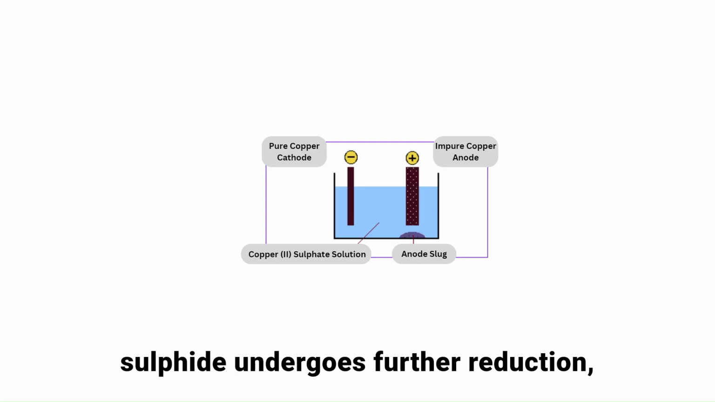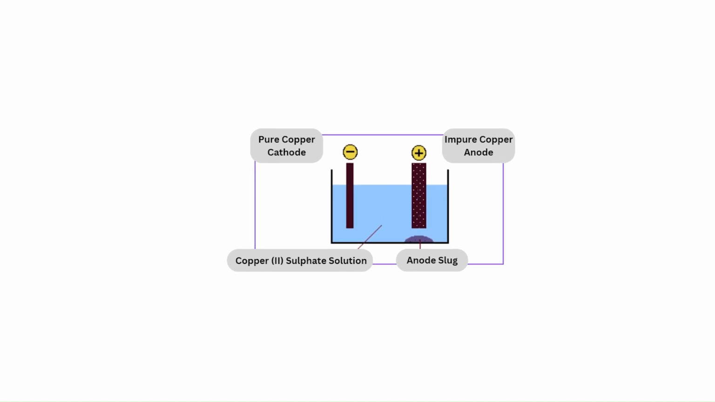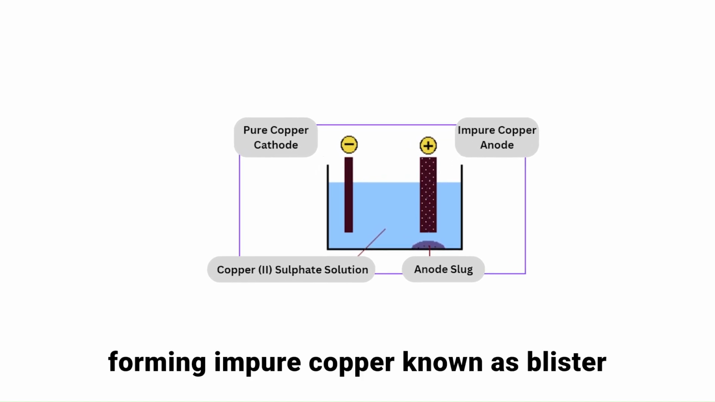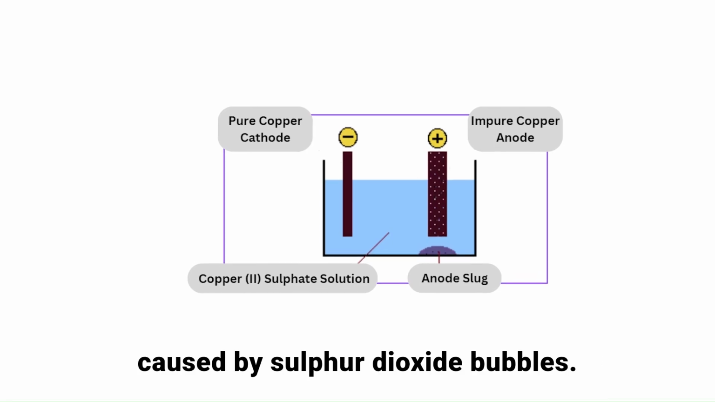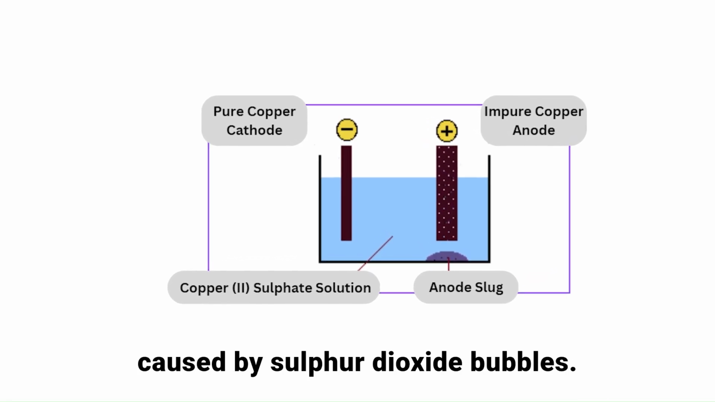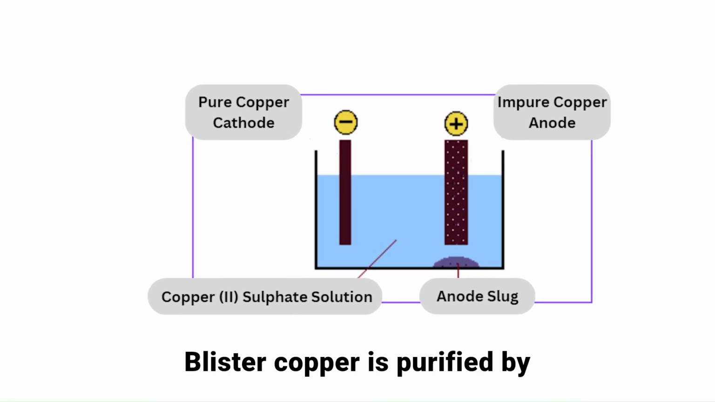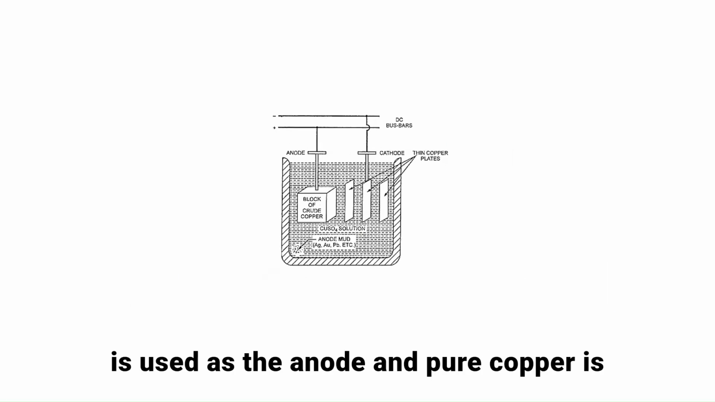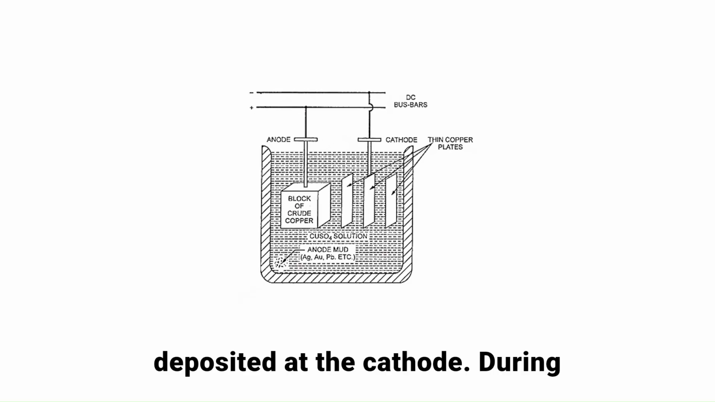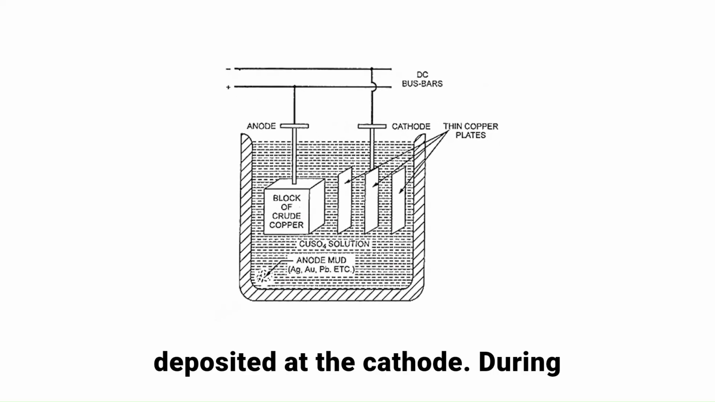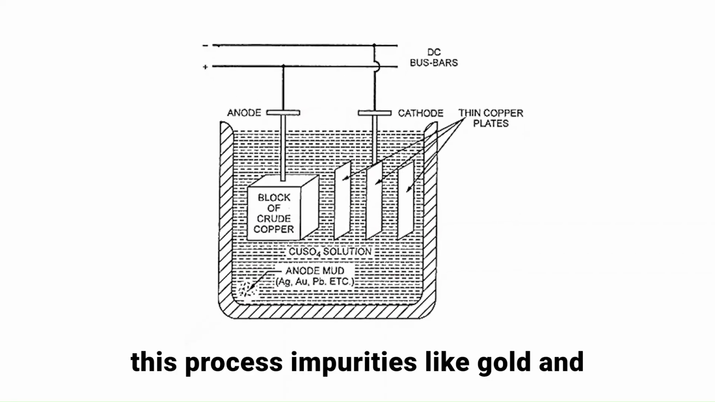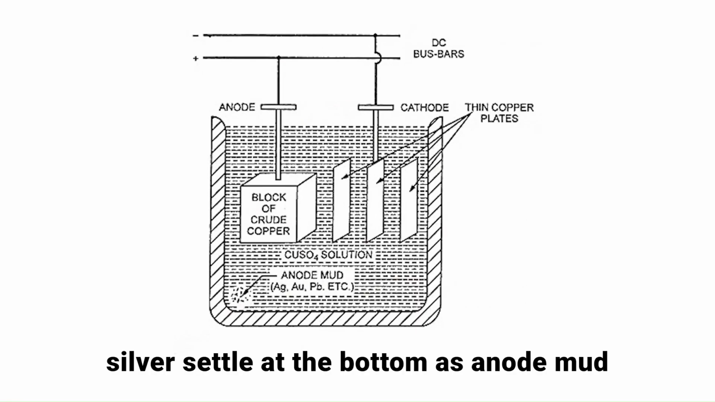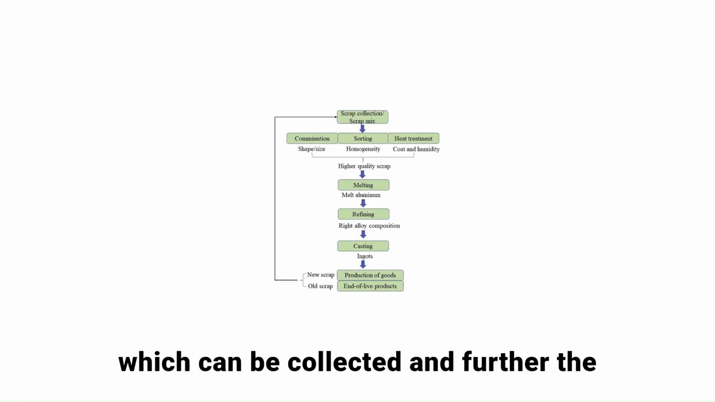The remaining copper sulfide undergoes further reduction, forming impure copper, known as blister copper due to the blistered appearance caused by sulfur dioxide bubbles. Blister copper is purified by electrolytic refining, where impure copper is used as the anode and pure copper is deposited at the cathode. During this process, impurities like gold and silver settle at the bottom as anode mud, which can be collected and further processed.